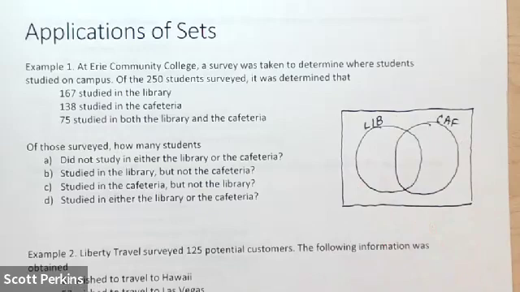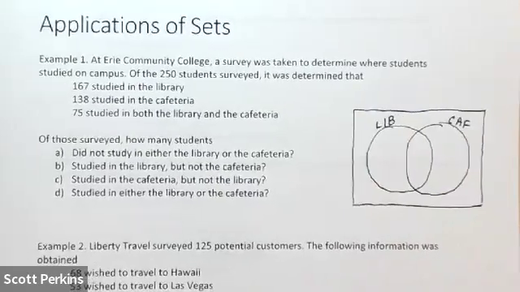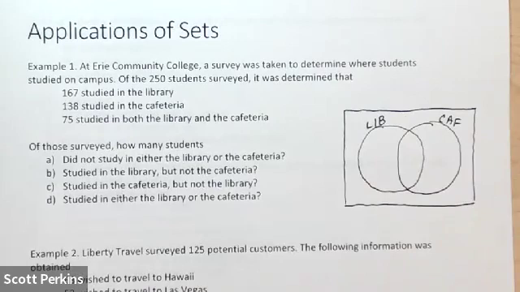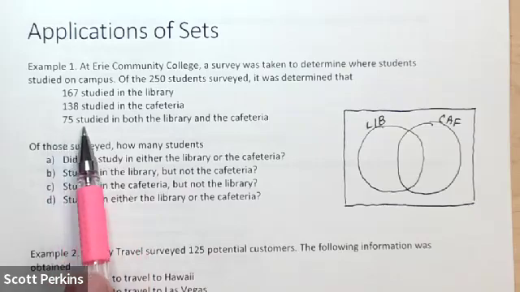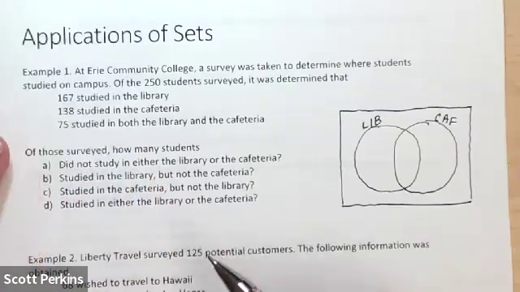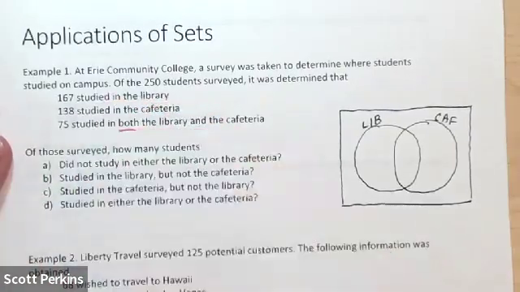My only tip for you in this, once we've done a couple, this should hopefully not be a super complicated thing. It's just always start with the most specific piece of information, then work your way up. So the most specific piece of information I'm given in this problem is that 75 studied in both. Okay, so this is a very specific detail.